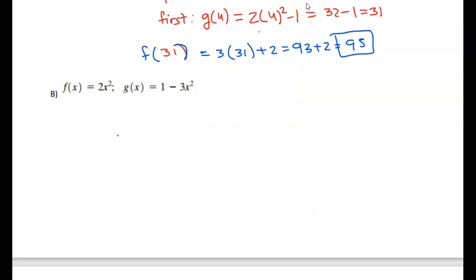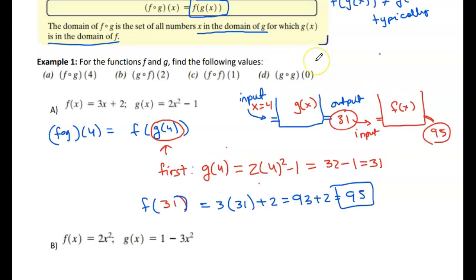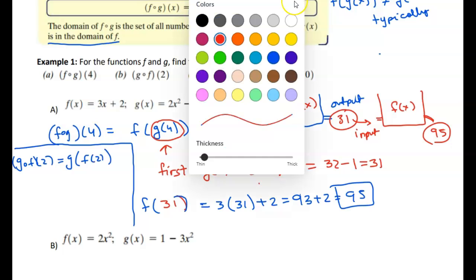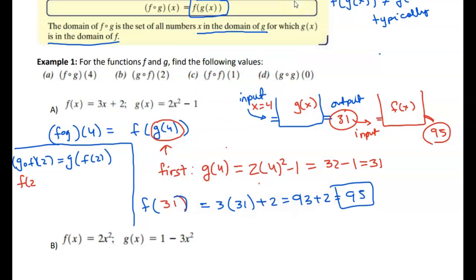Let's look at the next one. We have g of f of 2. I didn't leave myself much space here, did I? So g of f of 2 means f goes on the inside. We do f of 2 first, the inner one first.